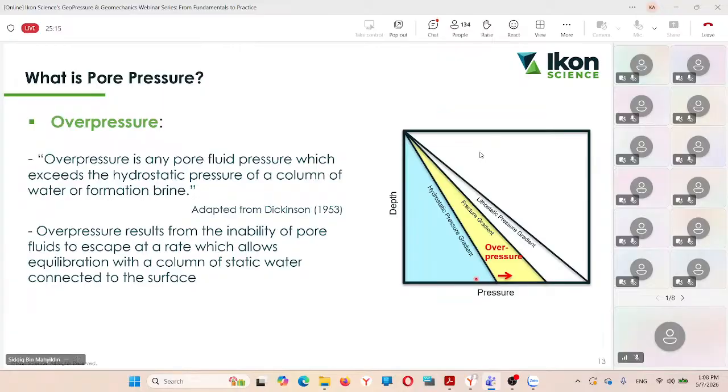Then this generation of fluid can increase the pressure inside the formation, and if that pressure cannot escape from the formation, then it will cause overpressure as well. So this is mostly what a lot of people have interest in, because it dictates how we drill a well quite often.